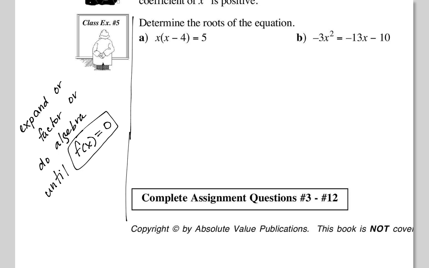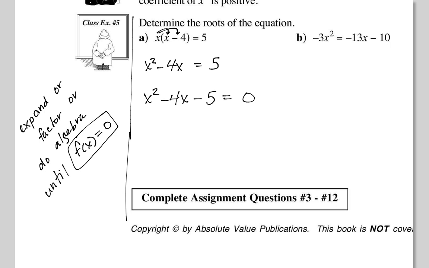So for the first one, you have to expand in here. So you get x squared minus 4x equals 5. But I don't want it to equal 5. What do I want it to equal? 0. So what do I got to do with that 5? Subtract 5 to the other side. And then now you can go ahead and factor this.